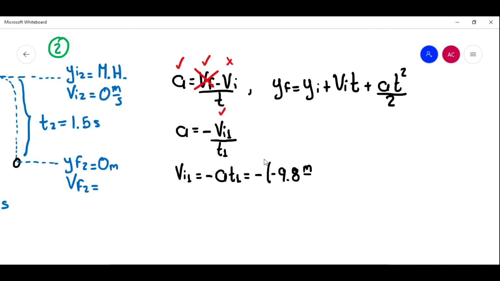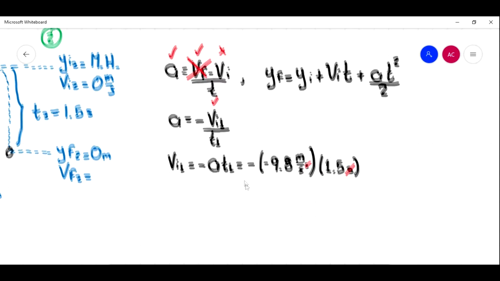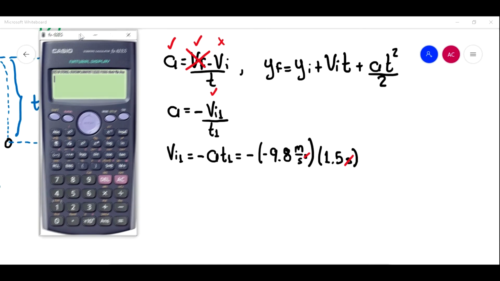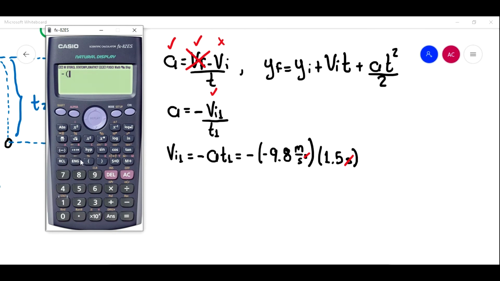So this will be negative 9.8 meters per second squared times 1.5 seconds. The square is going to be eliminated with the seconds, so I'm just going to have meters per second. So let's get the calculator. Negative parentheses negative 9.8 times 1.5 seconds equals, okay, that is the initial velocity.